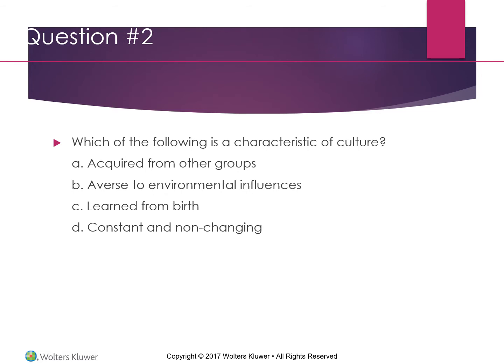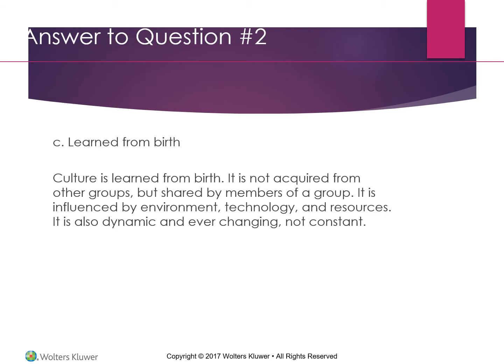Which of the following is a characteristic of culture? A, acquired from other groups, B, averse to environmental influences, C, learned from birth, or D, constant and non-changing? The answer is culture is learned from birth. It is not acquired from other groups, but shared by members of a group. It is influenced by environment, technology, and resources. It is also dynamic and ever-changing, not constant.